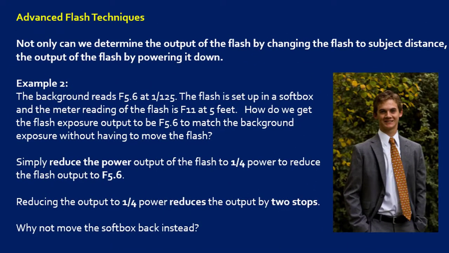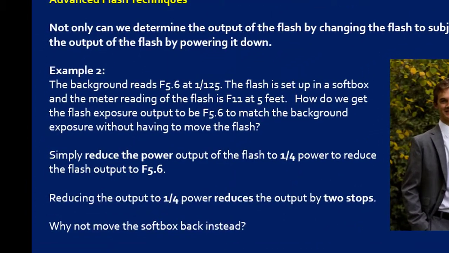So in this image, the ambient light measures 5.6 at 125. The question might ask, what if your flash is firing at f11? How are you going to make it fire at 5.6 to balance to the ambient light? Well, the answer would be to set the flash to 1/4 power, because we need it to fire 2 stops less, from f11 to 5.6, and 2 stops is 1/4 power.